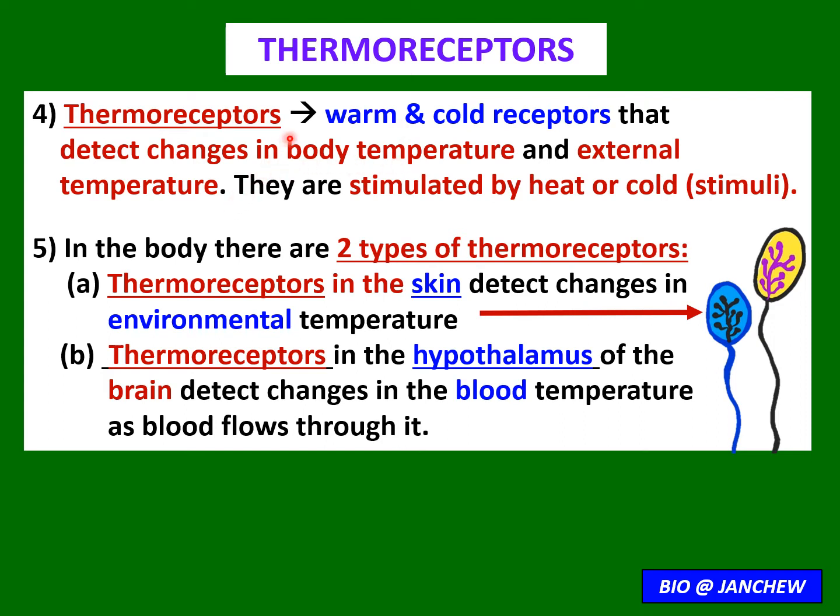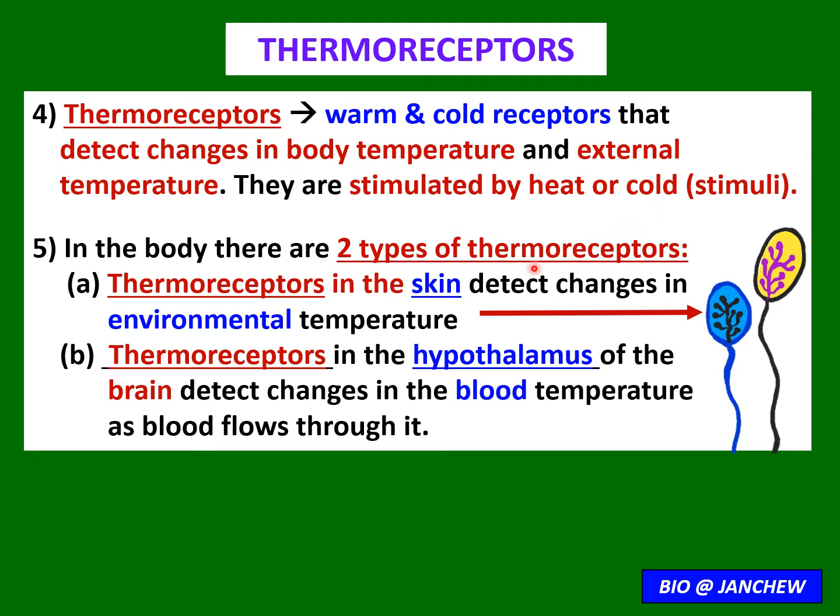There are two types of thermoreceptors: warm receptors and cold receptors. Warm receptors are stimulated by heat and detect the heat in the environment. Cold receptors are stimulated by the cold conditions in the environment.